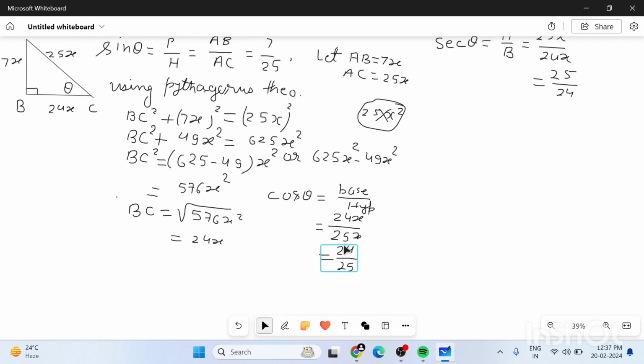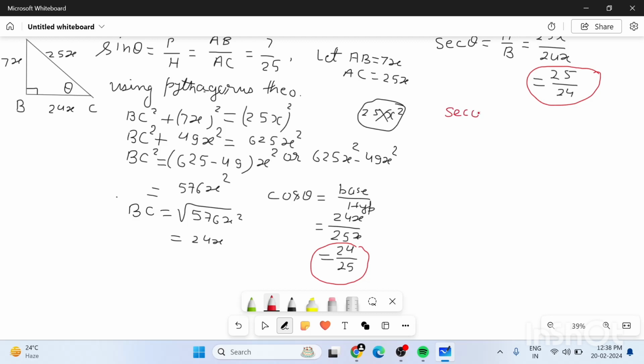Now, students, when we analyze these two results, as we can see, this is 24 upon 25 and this is 25 upon 24. These are reciprocals of each other. You can say cos theta is the reciprocal of sec theta, or sec theta is the reciprocal of cos theta. That means, students, we can find the value of sec theta directly if we know the value of cos theta.